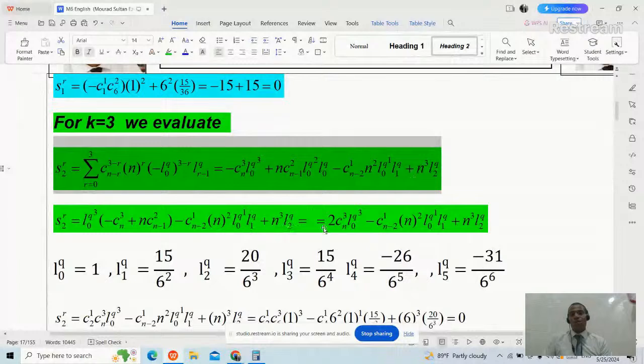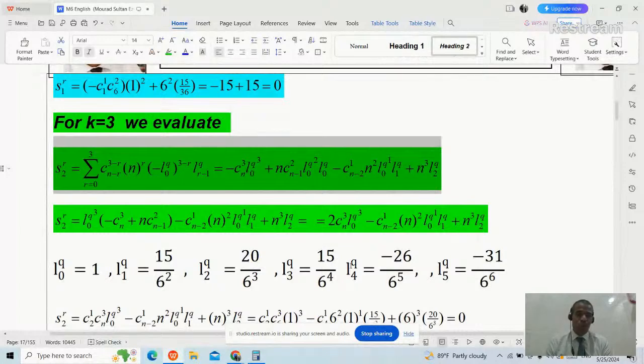Learners, if you want to calculate this in general, this has to be equal to the combination 2 choose 1, which is 2, and then 3 choose... times the common factor L0 of ODQ raised to the power 3, minus the combination 2 choose 1 times n squared times L0 of ODQ, of course, times L1 of ODQ, plus n cubed L2.